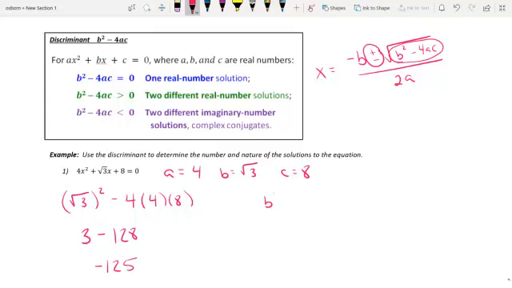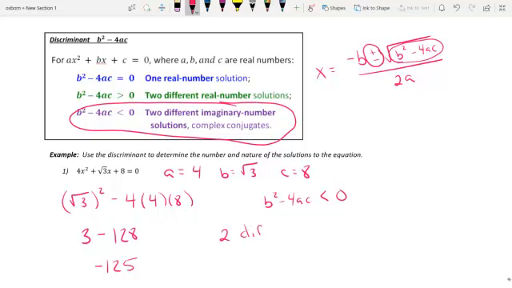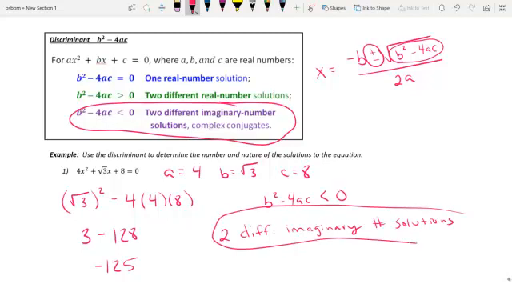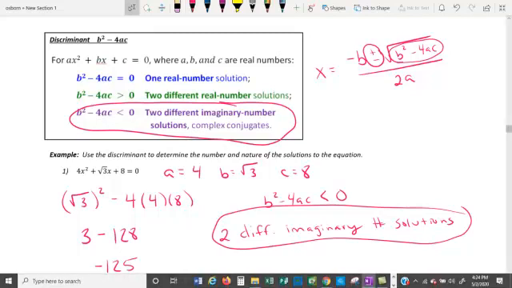So in this case, b squared minus 4ac is clearly less than 0. Well, when it is less than 0, I end up with two different imaginary number solutions. And that's all we can tell as far as the discriminant. All it is going to let us know is the number of solutions and a characteristic about them as far as if they are real or imaginary.